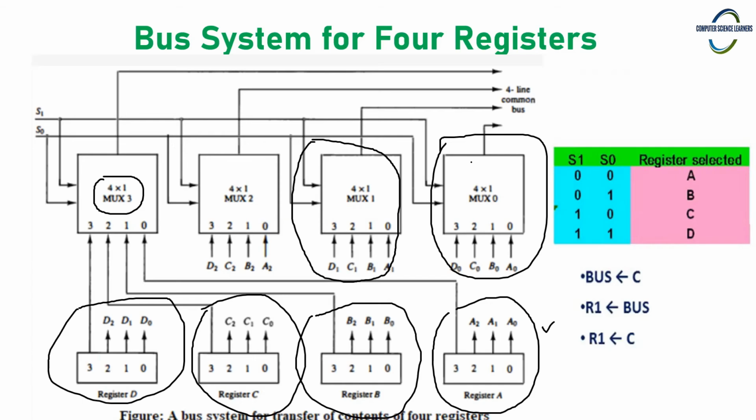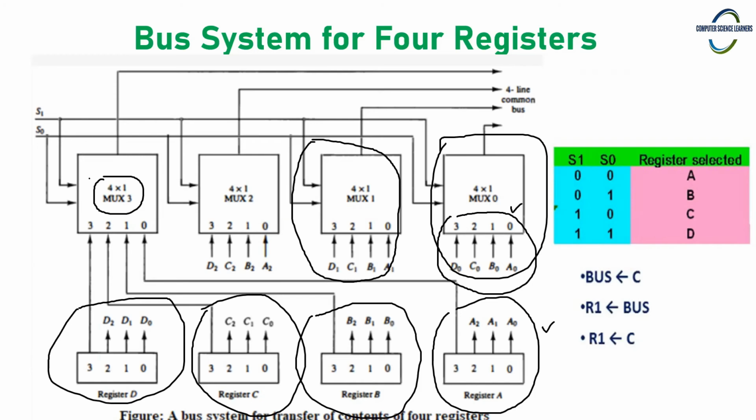Then the size of the multiplexer. What is the size of the multiplexer? You can see here, on its input, the multiplexer is getting 1 bit from every register. As we have 4 registers, it is getting 4 bits. If we had, let's suppose, 8 registers, this multiplexer would be getting 8 inputs. So the size of the multiplexer will depend on the total number of registers we have.